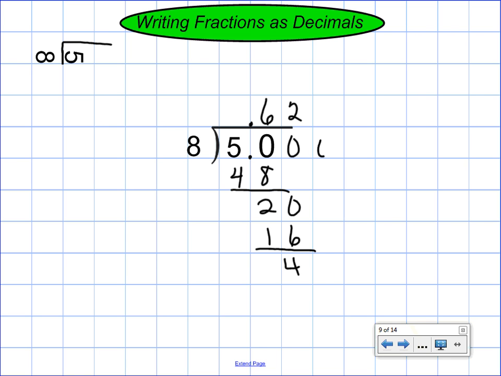I add on another 0, and I bring that down, and 8 goes into 40 5 times. There's no remainder, so this is a terminating decimal. 5/8 equals 625 thousandths.